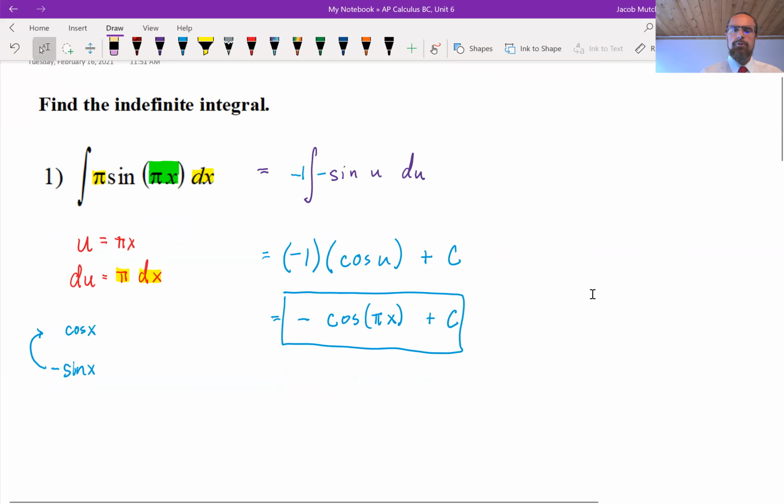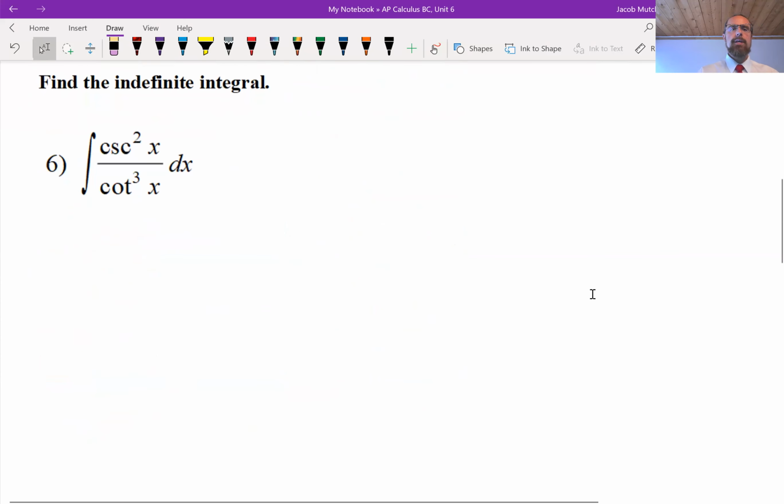Our second example is also a trigonometric function set up in a ratio. We have the integration of cosecant squared of x divided by cotangent cubed of x dx. So again, we want to decide how we're going to substitute here to make this a simpler integrand. And what I'm noticing is that there's a relationship between cotangent and cosecant squared of x. Recall that the derivative of cotangent of x is negative cosecant squared of x.